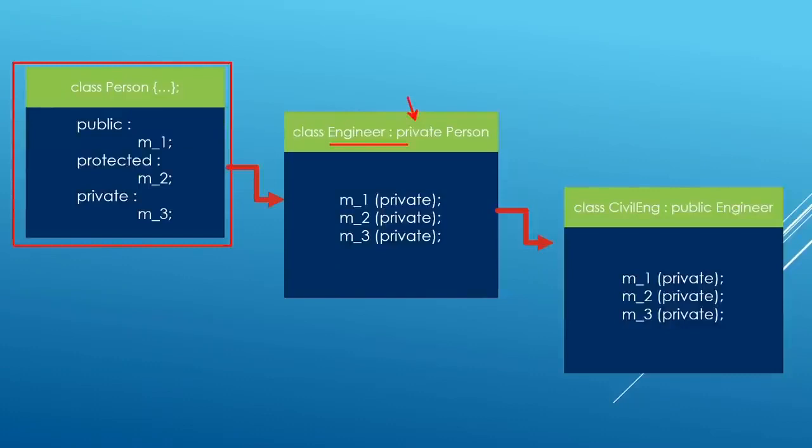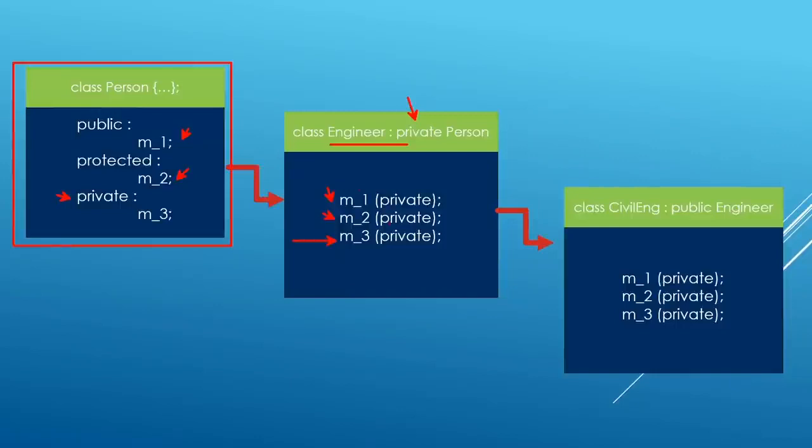And what this is going to do, it's going to take everything from the class person and make it private to the engineer class. So the M1 member variable, which was public in the base class, is going to be private to the engineer class. This is what we have here. The M2 member variable, which was protected, is going to become private in engineer. That's what we have here. And the M3 member variable, which was private to the person class, is going to stay private to person in the eyes of engineer. This is the situation we have here.